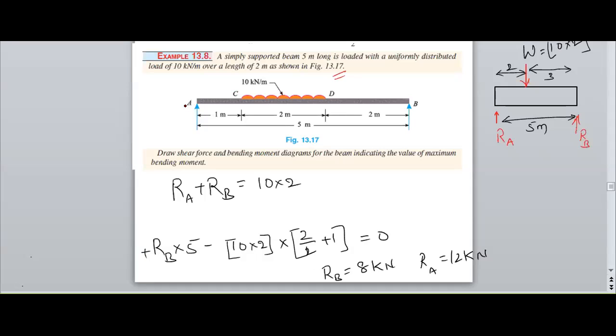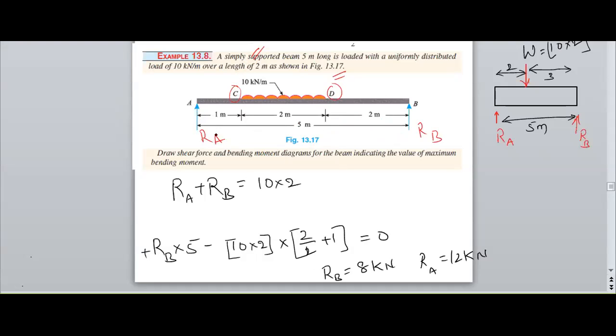So, here, initially RA and RB are the reaction forces because both ends have supports. Simply supported means the beam ends have two supports. And next, the UDL beginning point and UDL ending point need to be considered. So in total I have 4 points, A, B, C and D.